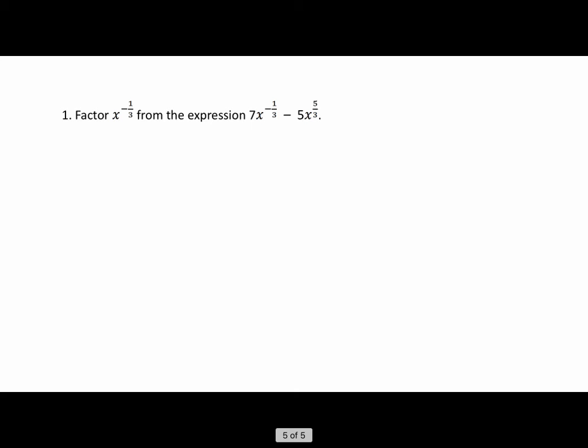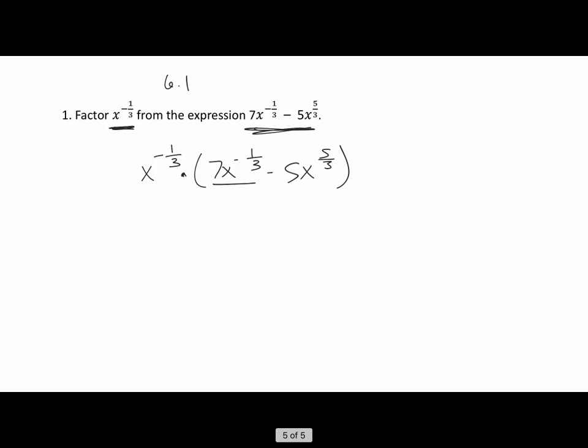For this next example, we want to factor x to the negative 1/3 from this binomial expression. So factoring, that would have been 6.1. In chapter 6, we started in this class with factoring polynomials. So if I want to factor, that means to write as a product. So if I want to write this as a product, the only way I can do that is to also divide what I'm multiplying here, right?